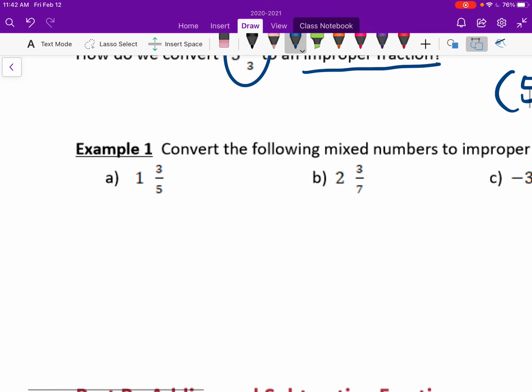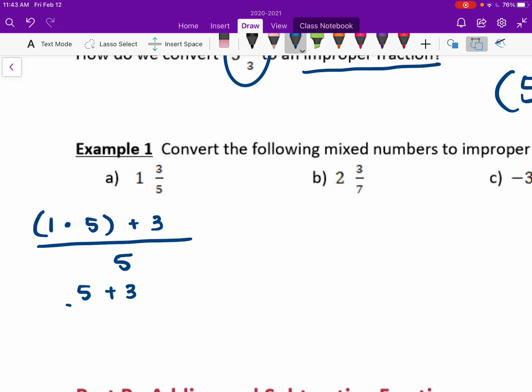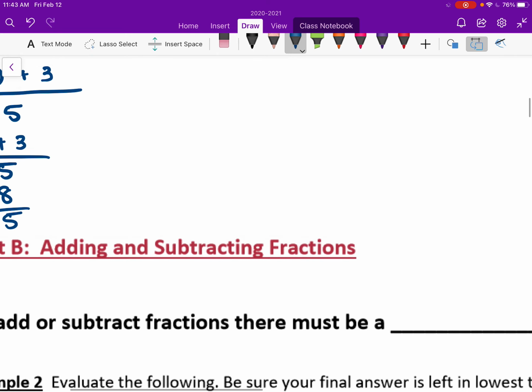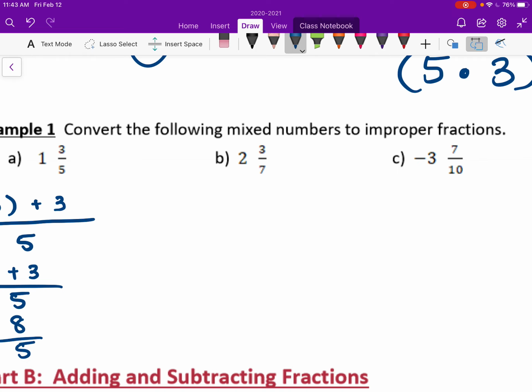So let's do number 1. You're going to do 1 multiplied by 5 plus 3 all over 5. So I'm going to do 1 times 5, 5 plus 3 over 5. It's going to become 8 over 5. Okay, so try doing B, C, D on your own, and then we can take them up. So pause this video, try it on your own.